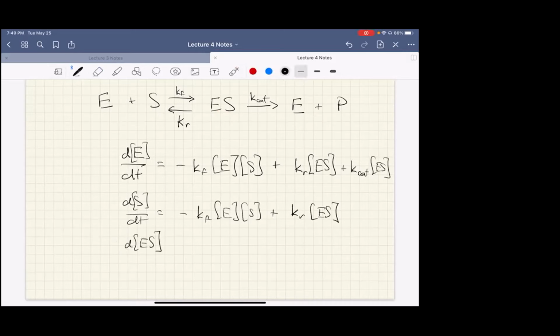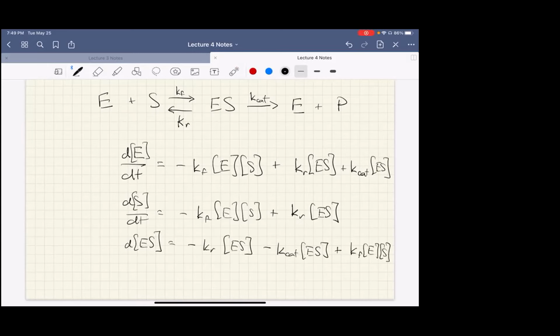ES, I can lose ES through this reverse reaction and through the catalysis reaction. So that is minus KR ES minus Kcat ES, and I gain ES through this reaction. That is KF E times S.